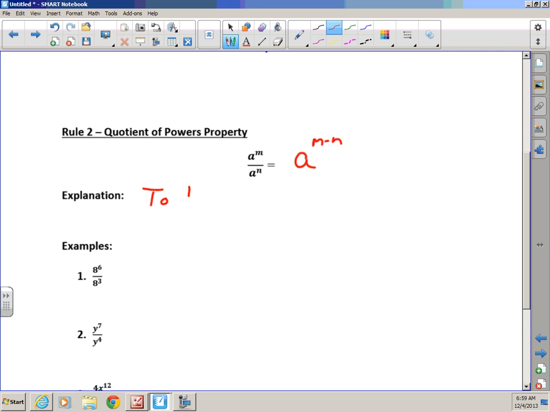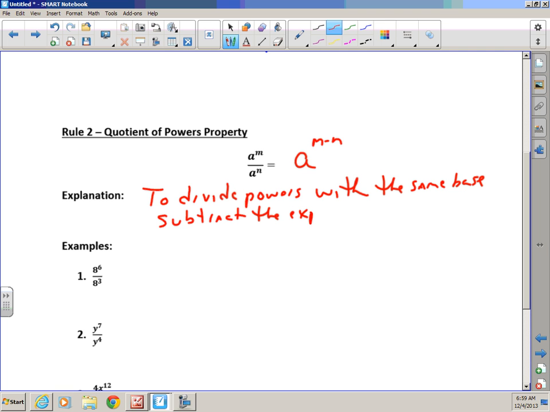So we write that as: to divide powers with the same base, similar rules, you're going to subtract the exponents and carry over the base.